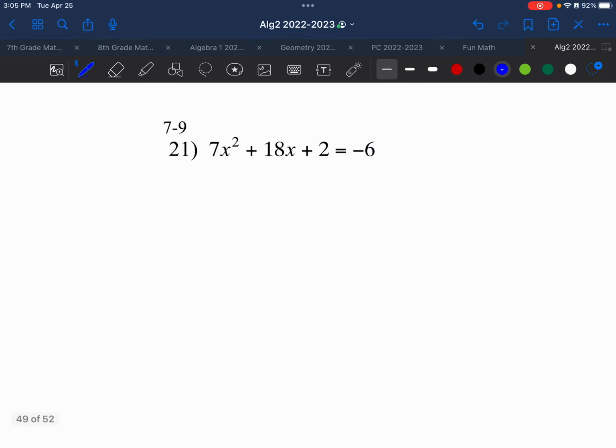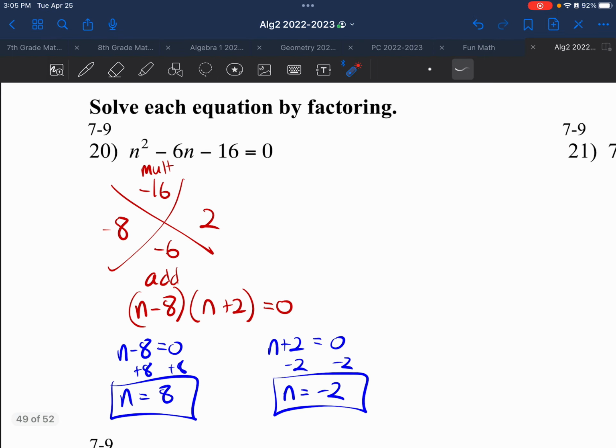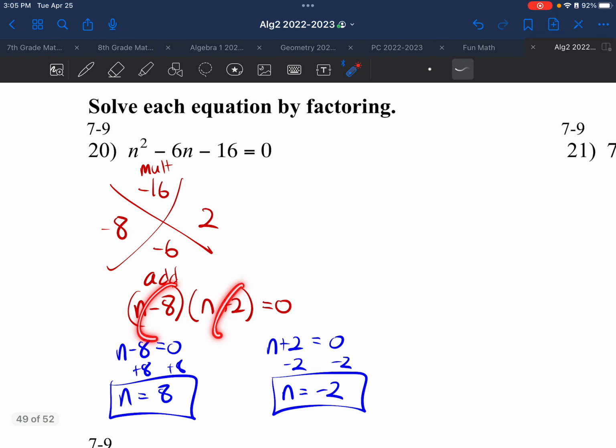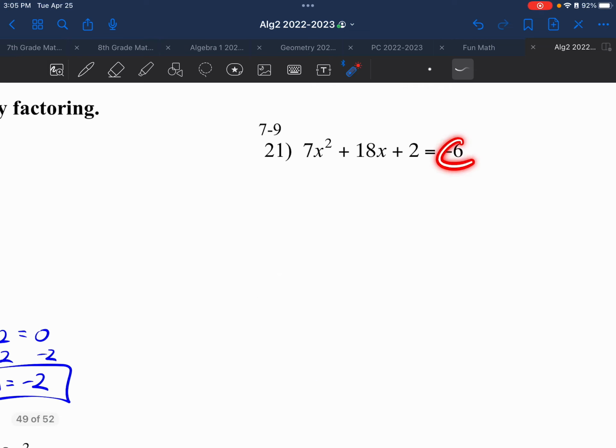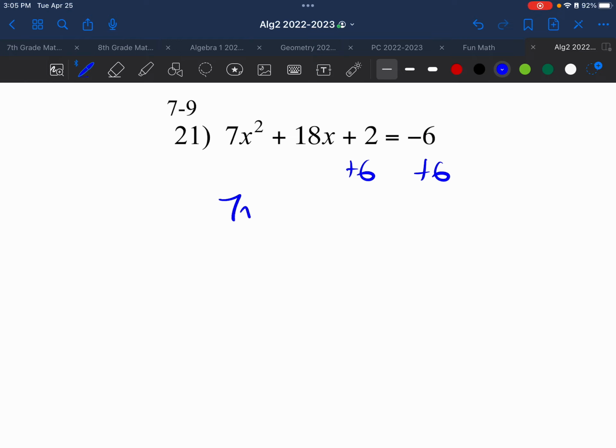What about number 21? Number 21, again, I have no GCF. Ooh, maybe I have a GCF. I need to move u over here. I need to be able to use this zero product property, namely something times something else is equal to 0. And if I don't have a 0, I can't use the zero product property. So I'm going to add 6 to the left side of the equal sign, add 6 to the right side. Just do it to both sides. And I get 7x squared plus 18x plus 8 is equal to 0.